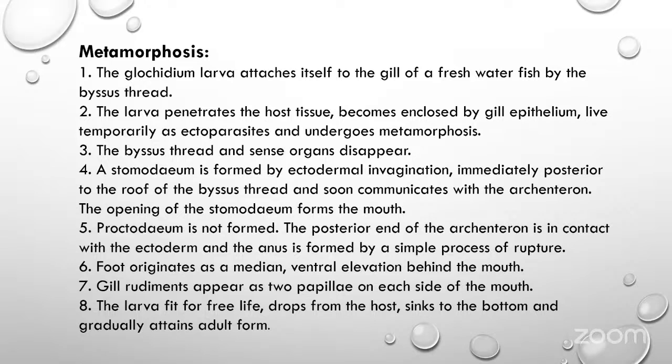Now, let us discuss metamorphosis. What is the meaning of metamorphosis? The larva undergoes so many changes to become an adult, and the stages that it undergoes are called metamorphosis. The glochidium larva attaches itself to the gill of a freshwater fish by the byssus thread. The larva penetrates the host tissue, becomes enclosed by gill epithelium, lives temporarily as an ectoparasite, and undergoes metamorphosis. The byssus thread and sense organs disappear.